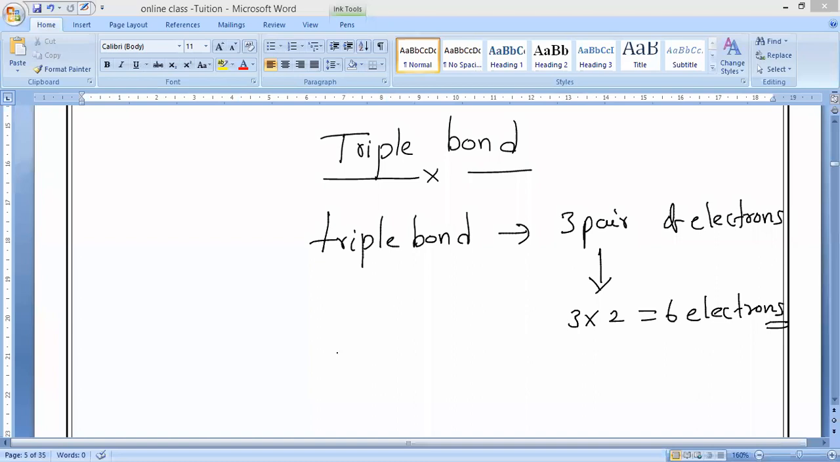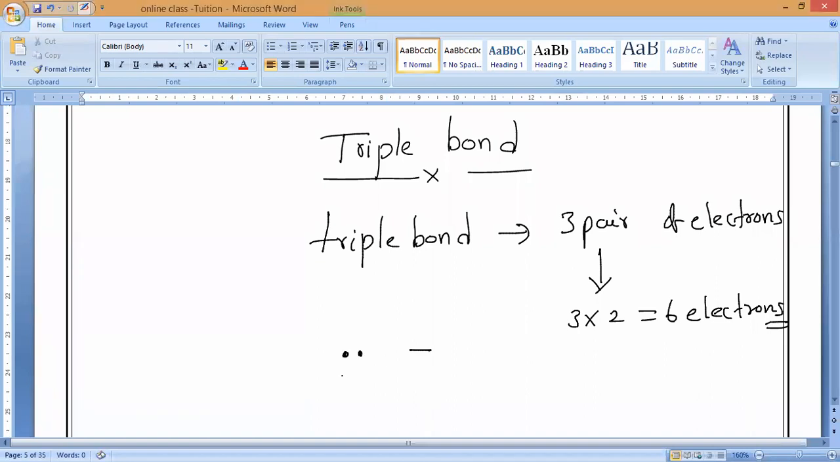Triple means 6 electrons are needed. So how to represent? One pair of electrons is with one bond. Next, the second pair of electrons with the next single bond. So 3 pairs of electrons means how? 3 lines we can represent. How many? 3 lines. This is the symbol of the triple bond. Correct?